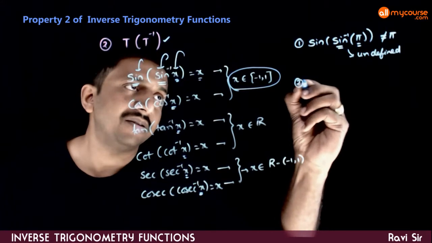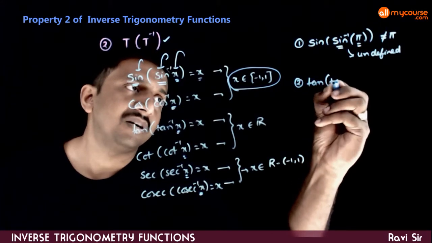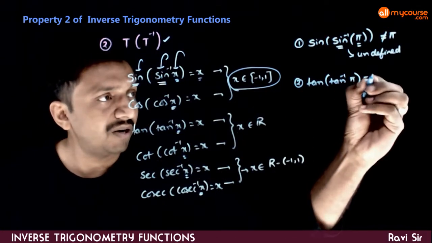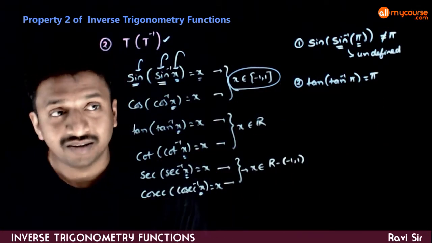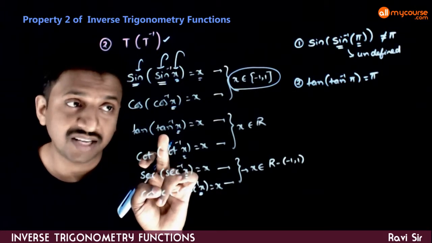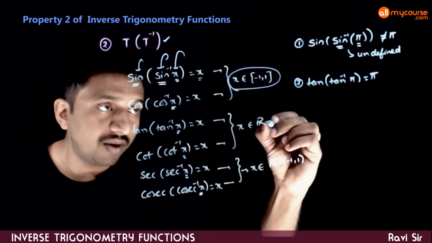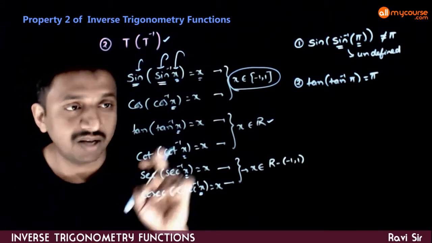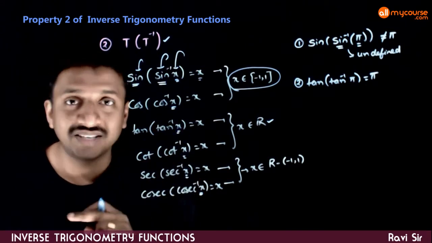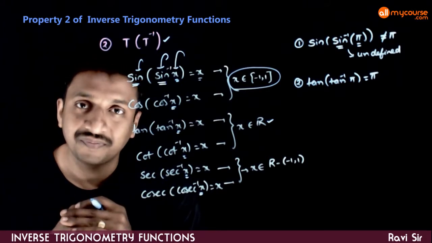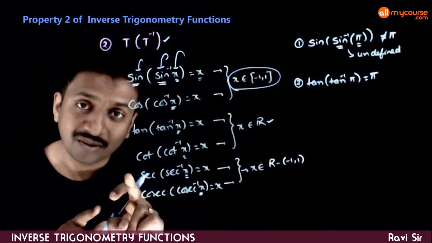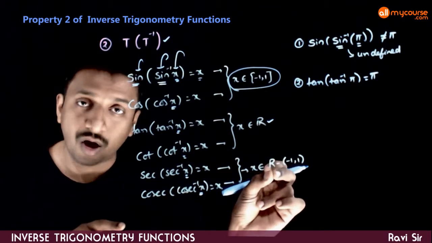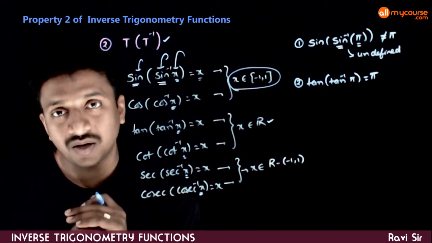Similarly, if I write tan of tan inverse pi, so this will be equal to pi. There's no doubt about it. Because tan of tan inverse x is equal to x works for all real numbers, because the domain of tan inverse x is all real numbers. And cosecant and secant, this formula works for all real numbers except -1 to 1.